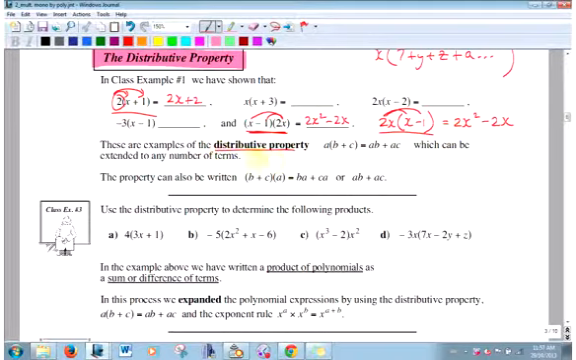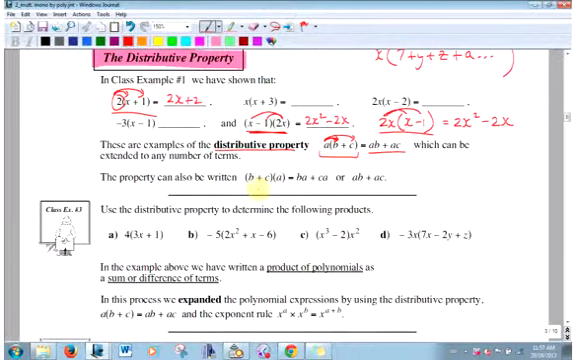This is called the distributive property. I don't care what a, b, and c are. You do this every time. Everything outside the brackets, just a, is multiplied by everything in the brackets. So a times b plus a times c, for any values of a, b, and c. That's it in general. That's what you do. That's called the distributive property.